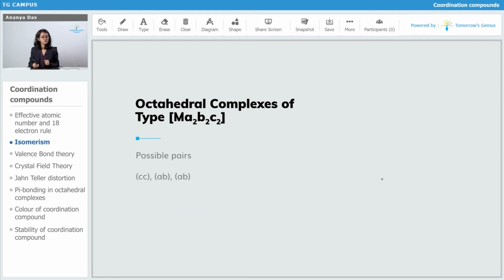Now this is the next pair. In this, C is trans to C, A is trans to B, A is trans to B. Again C is trans to C, so this is optically inactive and trans pairs are getting repeated. AB, AB trans pairs are getting repeated, so this is also optically inactive.